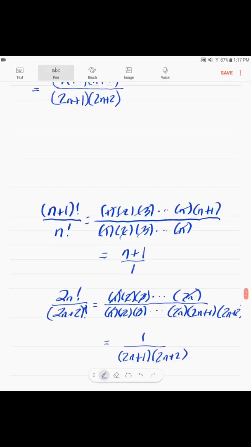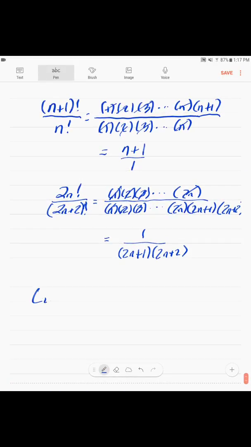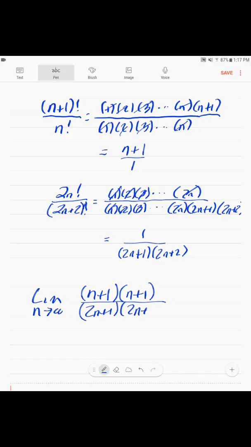So separately, when we look at the limit as n goes to infinity of n plus 1 times n plus 1 over 2n plus 1 times 2n plus 2, really what you've got on top is a second degree polynomial, and on the bottom you have a second degree polynomial. So you could multiply that all out, and then since they're second degree, divide top and bottom by 1 over n squared. But if we're smart about this, we can avoid doing that multiplication.